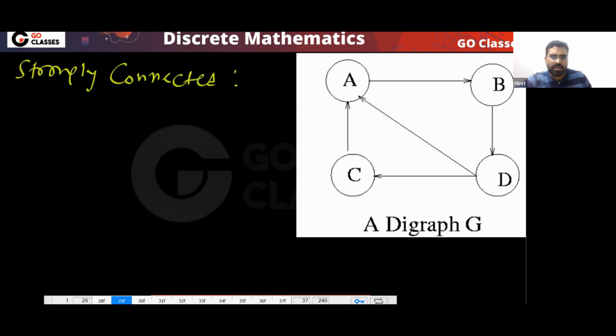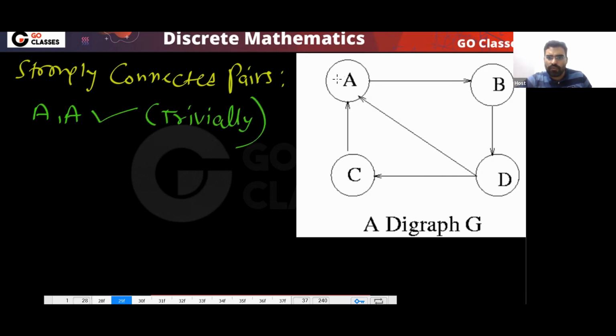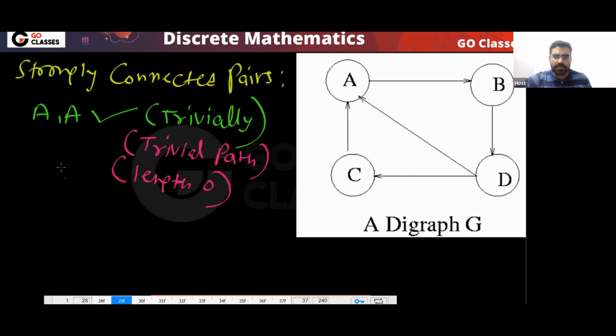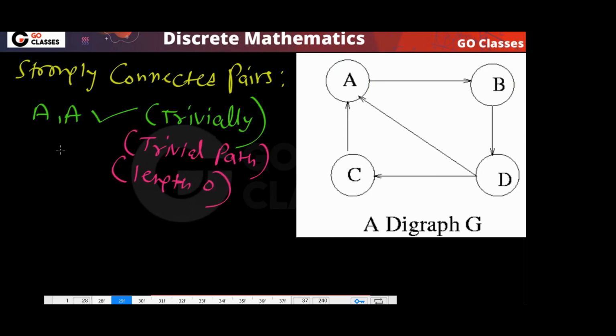Strongly connected pairs. Tell me, A comma A: are they strongly connected? Yes, trivially. You can go from A to A, there is a trivial path, a path of length 0. So yes, they are strongly connected.